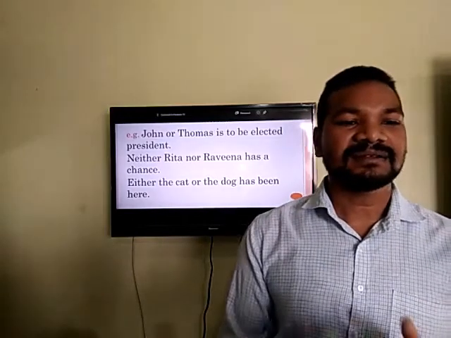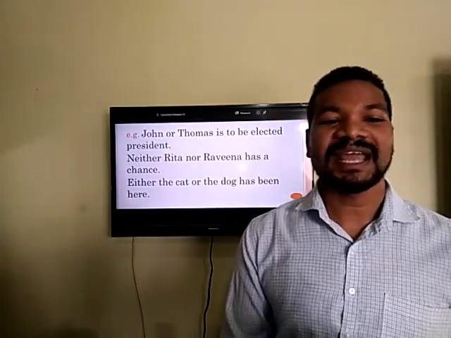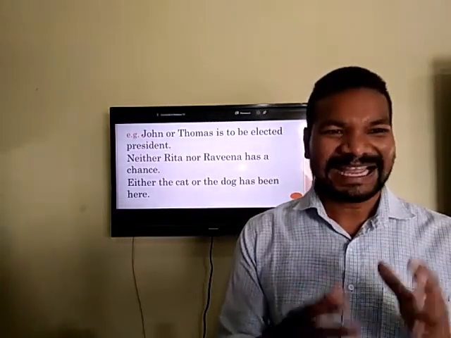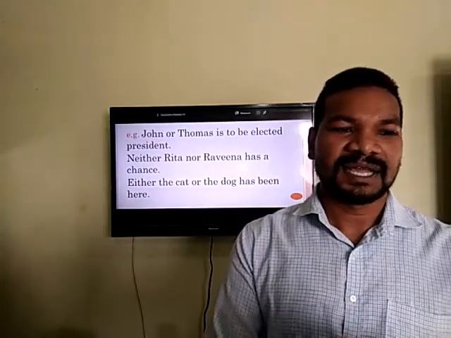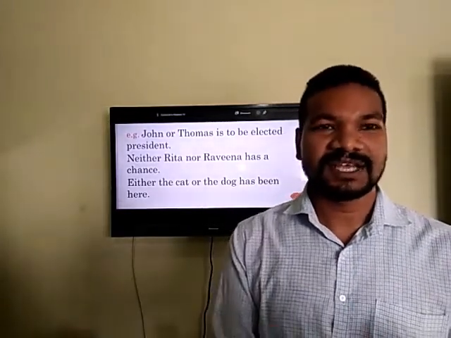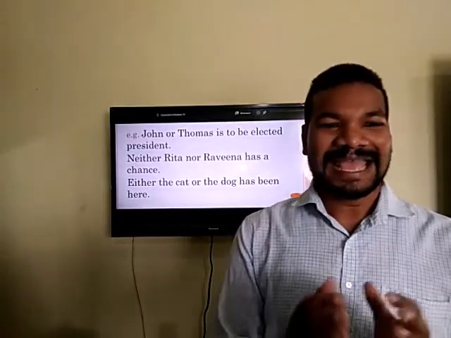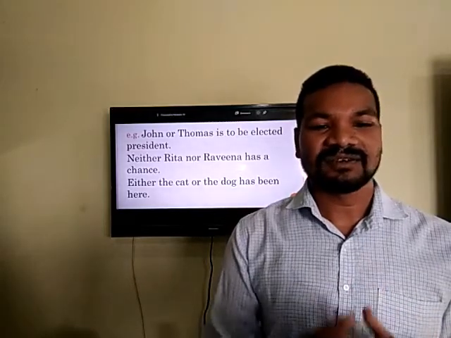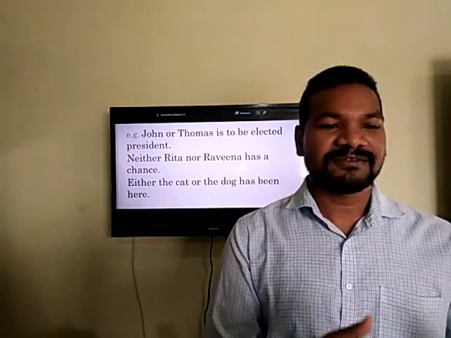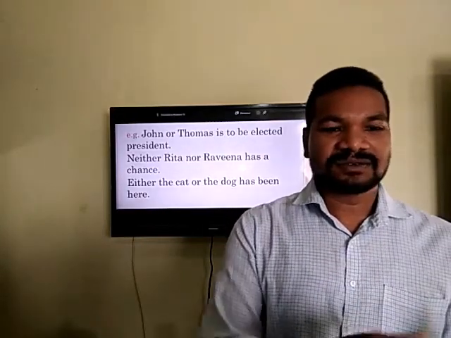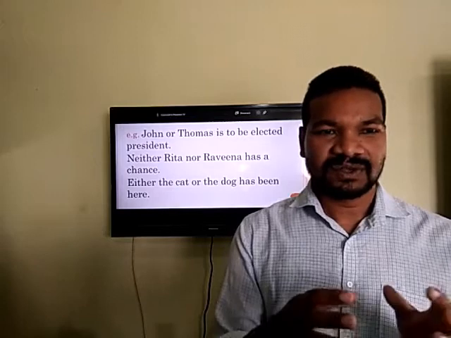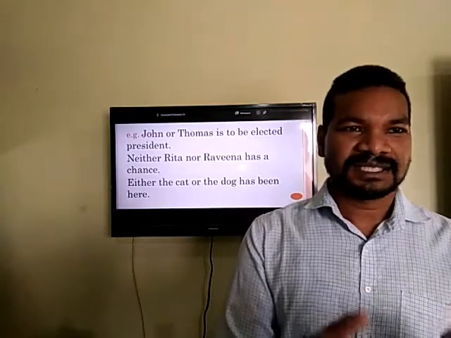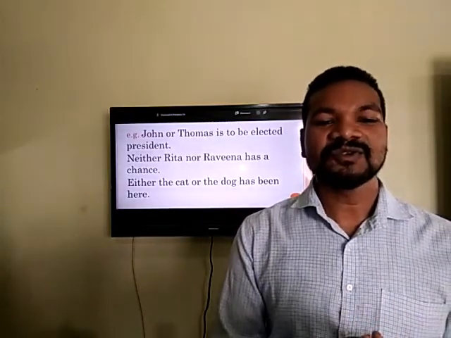Another one is neither Rita nor Rabina has a chance. So it is also referring to an individual person. Neither Rita nor Rabina. So therefore we have used the singular verb has. Another example, either the cat or the dog has been here. So it is referring to either the cat or the dog. Both are different. Therefore we have used the singular verb has. We don't have to use have.